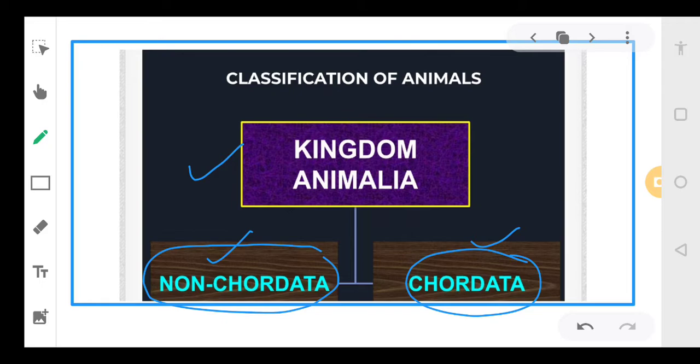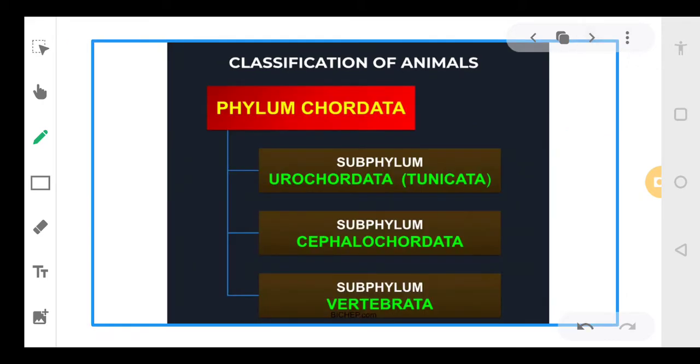Now coming to the fact, what does chordata mean? Chordata means the organisms that have a vertebral column, or you can say the organisms that have a notochord, and the notochord later on changes into the vertebral column. Non-chordates are the organisms that do not have the notochord. So this is the basic difference between these two groups. Now let's talk about the chordates first.